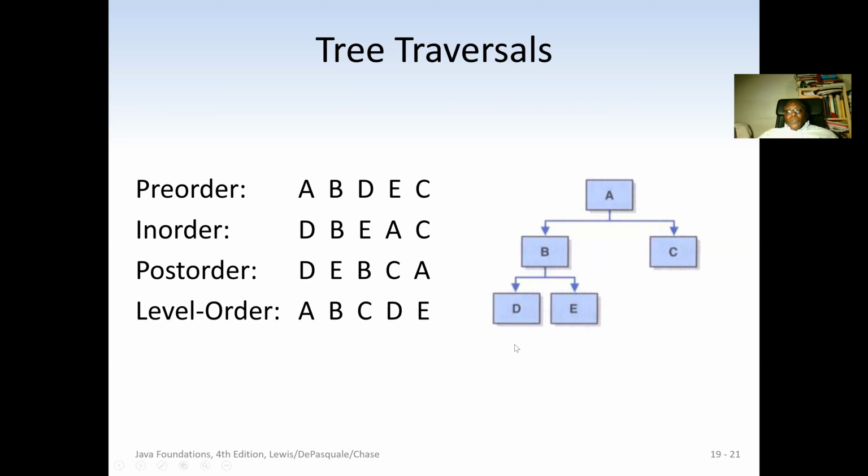Post order is the same thing, we still go left first. So we go through D, E, B, then C and A. Then level order means one level at a time from the top. So A is level 0, then B and C are level 1. So it will be A, B, C, then D, E. So those again are the 4 major classic tree traversal techniques.